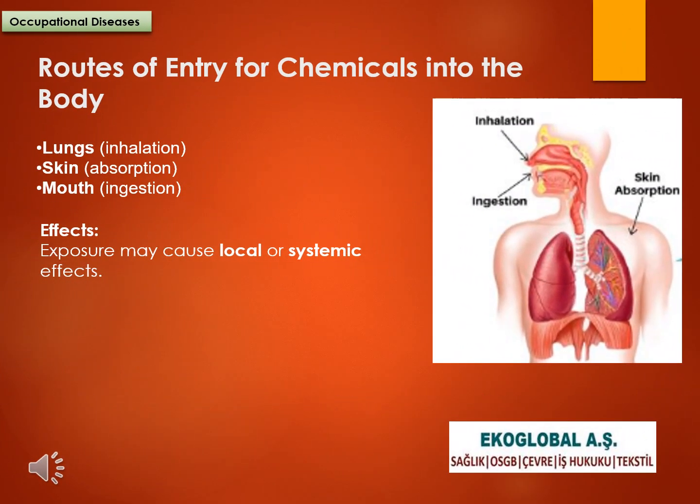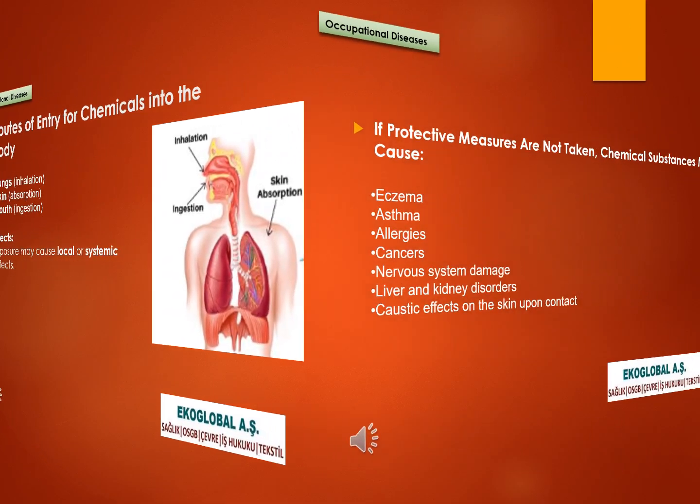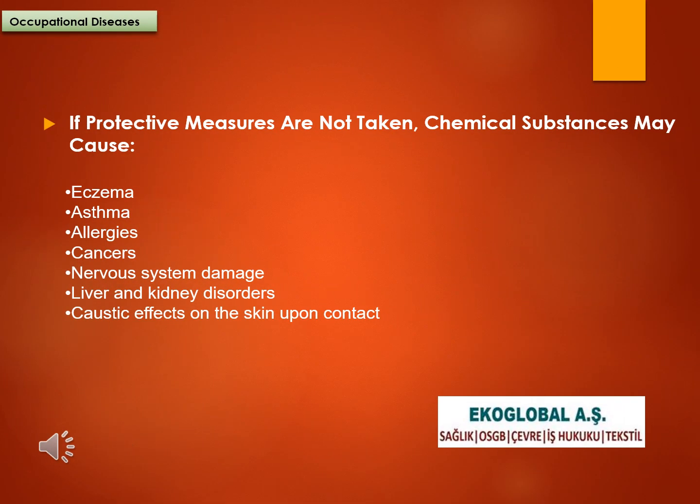Chemicals can enter the body through three main routes: inhalation via the lungs, absorption through the skin, and ingestion through the mouth. Once inside, they may produce local effects at the point of contact or systemic effects affecting the entire body. Without proper protective measures, exposure to chemical substances can lead to serious health problems, including eczema, asthma, allergic reactions, various cancers, nervous system damage, and liver or kidney disorders. Direct contact may also cause severe burns or corrosive effects on the skin.